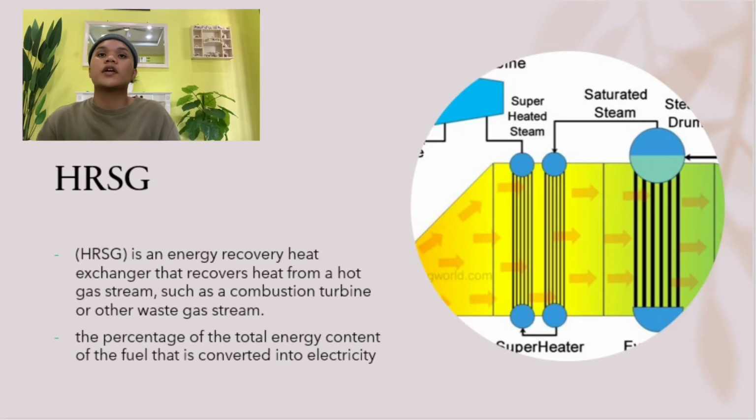Alright, the HRSG, or heat recovery steam generator, recovers heat from a hot gas stream. It is a kind of heat exchanger that recovers heat from the exhaust gases of a gas turbine to an extreme degree. The heat is recovered in the form of steam, which serves as the power source of a power generating steam turbine.